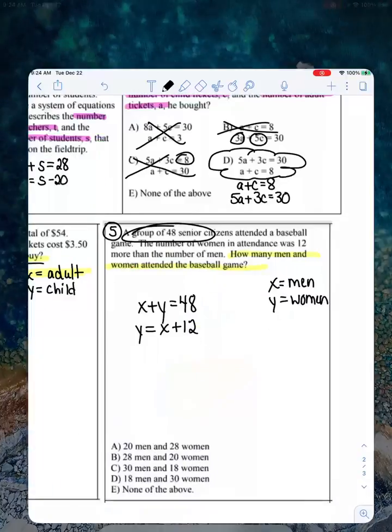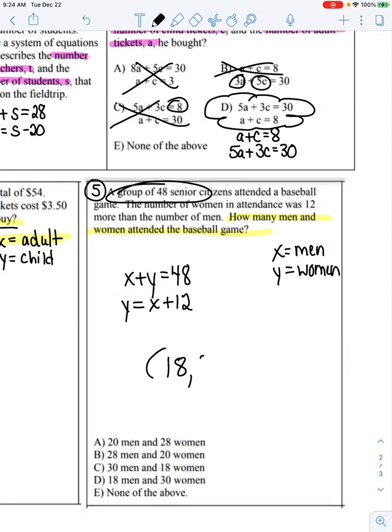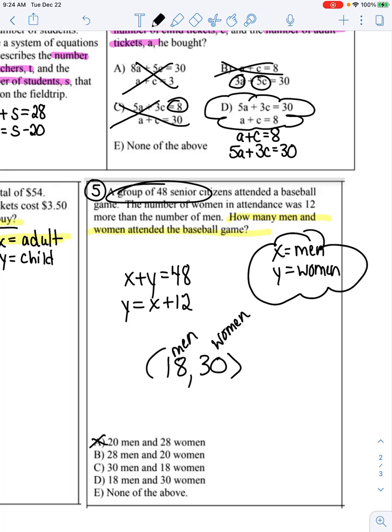which is 18, 30. Now, I said my x represents the number of men and my y represents the number of women. That's what I identified right here. So I have 18 men. So A is out, B is out, C is out because it says 30 men. Now D says 18 men and it does have 30 women. So your answer is D, 18 men and 30 women.